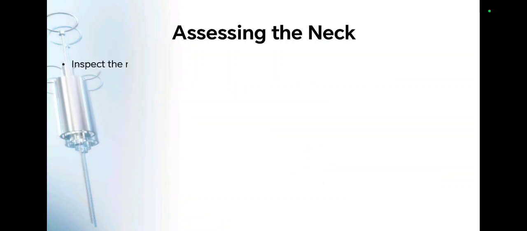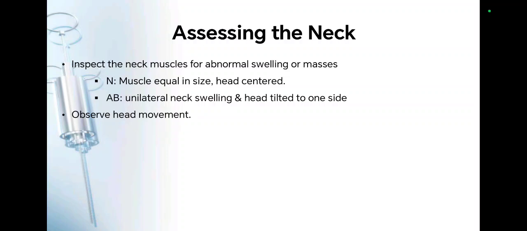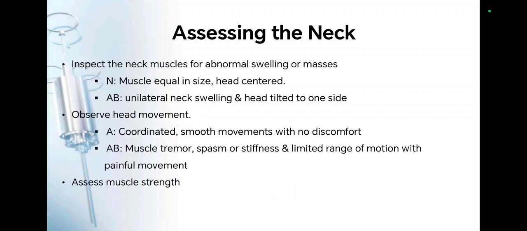Okay, so now let's proceed to assessing the neck. In assessing the neck, we use inspection and palpation. We inspect the neck muscles for any abnormal swelling or masses. Normally, the muscles should be equal in size and the head is centered. Observe also for head movement, if it's coordinated, smooth, with no discomfort.